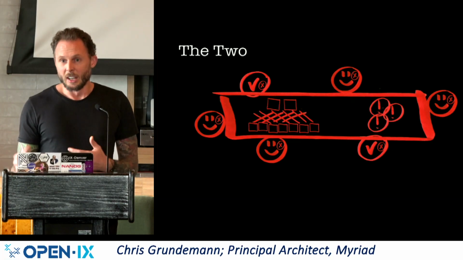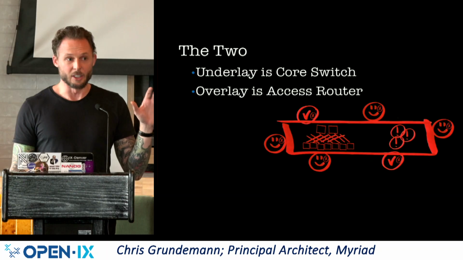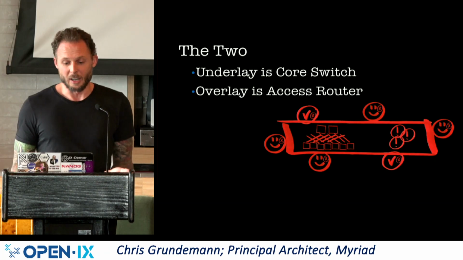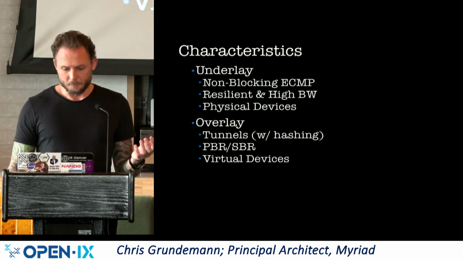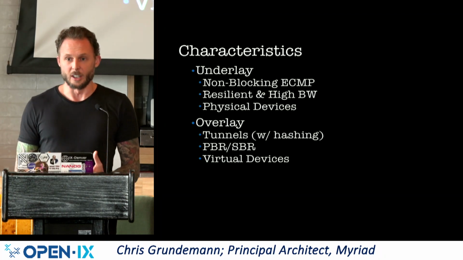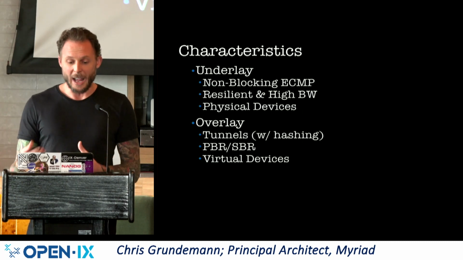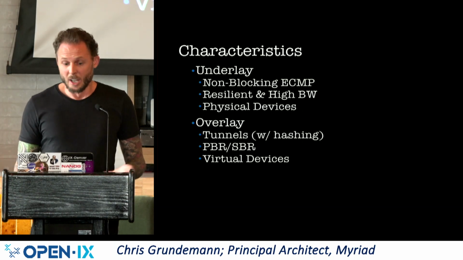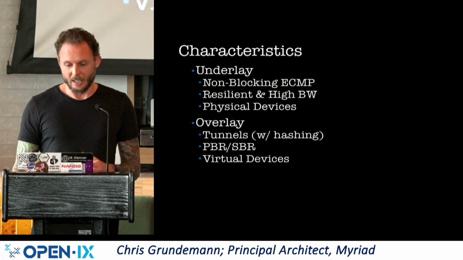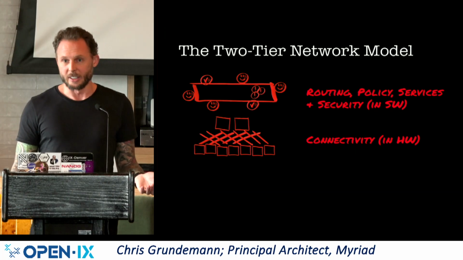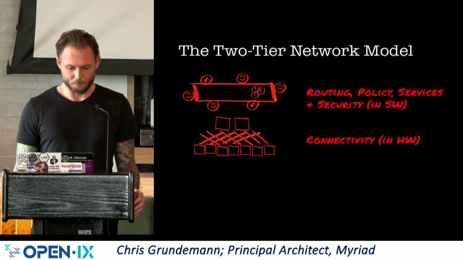Obviously, you still need physical connectivity, and that's where we get the two layers, right? So you have this idea of an underlay as a core switch. So your physical infrastructure is actually supporting packet processing, fast forwarding, and then you've got a software overlay, which is acting as your access router. There's some characteristics here. You need a non-blocking ECMP, you need resilient high bandwidth and physical devices in the underlay, right? And then the overlay is all about tunnels. You can do hashing over that ECMP. You can do policy-based routing, software-based routing, because you've now got unlimited CPU, essentially, for all of your routing devices, and then these virtual devices that tie it together, right? So routing, policy, services, and security are all in software, and then the connectivity obviously needs to stay in hardware. But we do have wireless networking. We don't have device-free networking, and probably won't for any time soon.